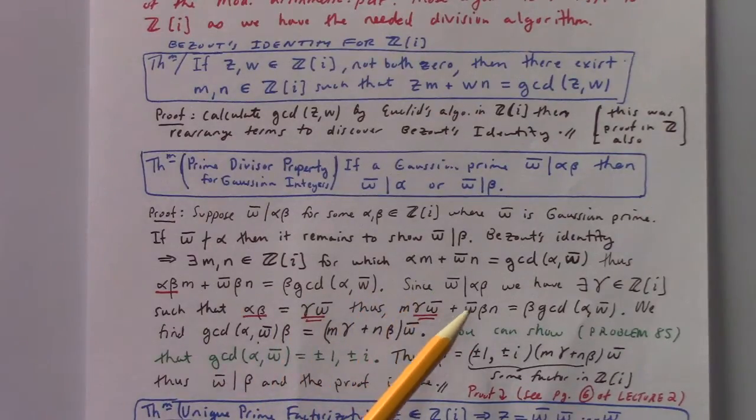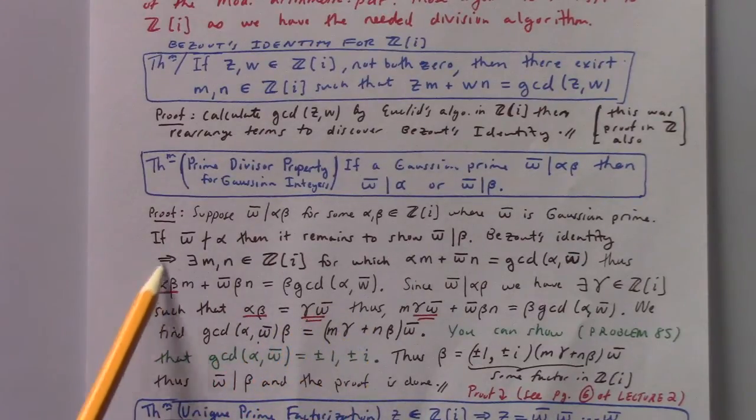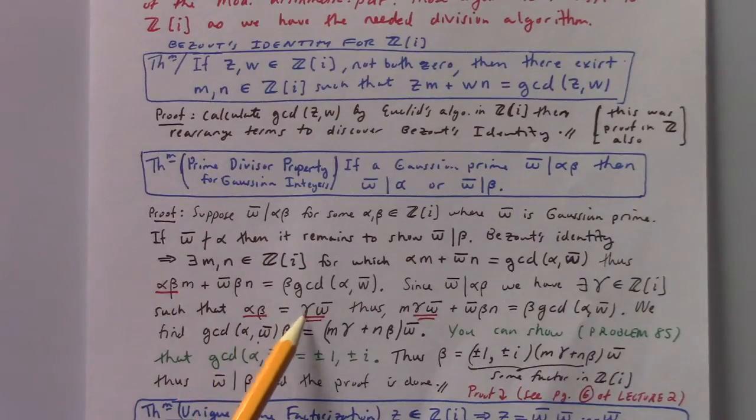Okay, but we also know that omega bar divides alpha beta, right? That means there exists a gamma, a Gaussian integer, such that the product of alpha and beta is equal to gamma times omega bar. So I can plug that in and replace alpha beta with gamma omega bar, and that's really nice because I've got omega bar in both of these terms. So what we find then is that the greatest common divisor of alpha and omega bar times beta is equal to this particular Gaussian integer, m gamma plus n beta, who cares what it is, it's a Gaussian integer, times omega bar.